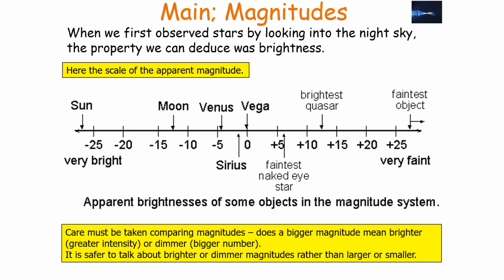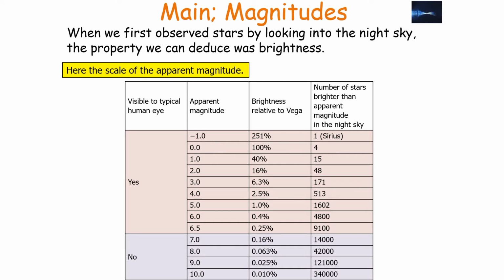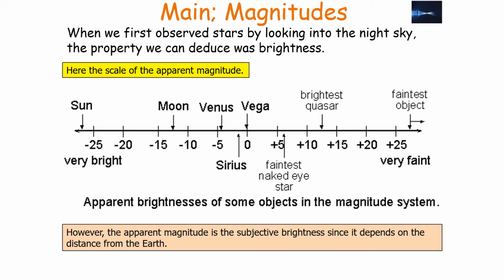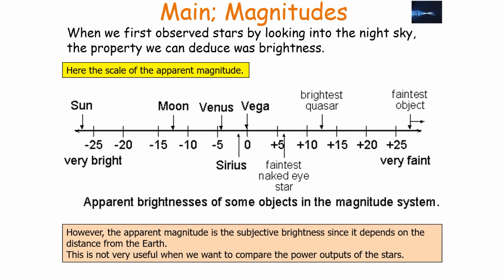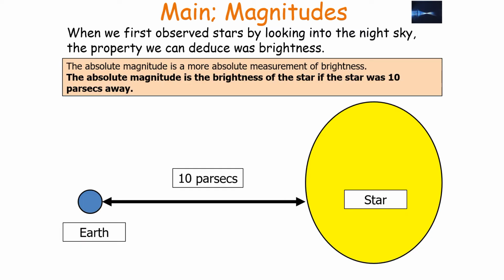When you say bigger magnitude, do you mean brighter or do you mean dimmer? So it's safer to talk about brighter or dimmer magnitudes rather than larger or smaller. But you can see here our apparent magnitude scale. Now remember, the apparent magnitude is a subjective brightness since it depends on the distance from the Earth. This isn't very useful when we want to compare the power outputs of stars. So we came up with a new property, and this property was absolute magnitude.